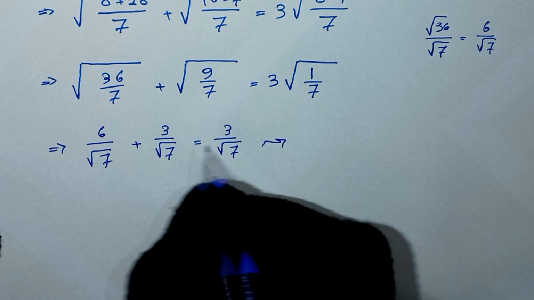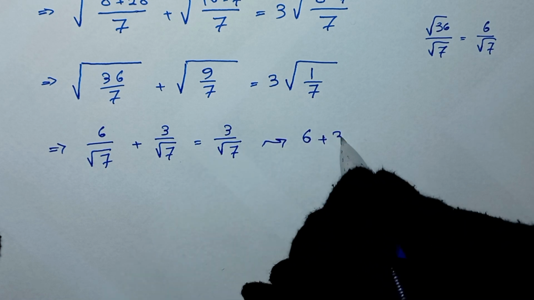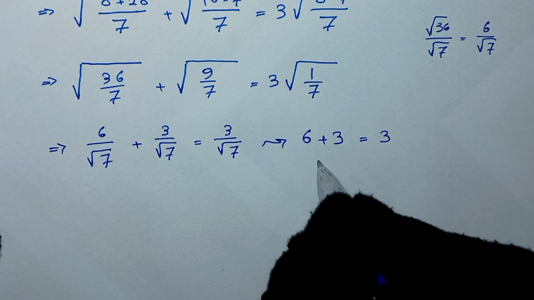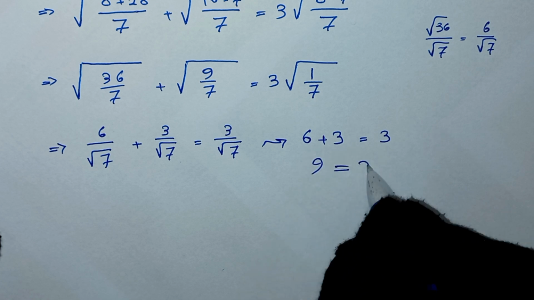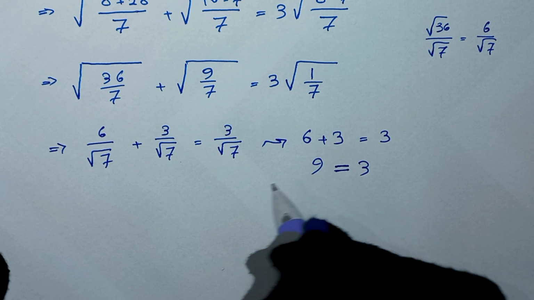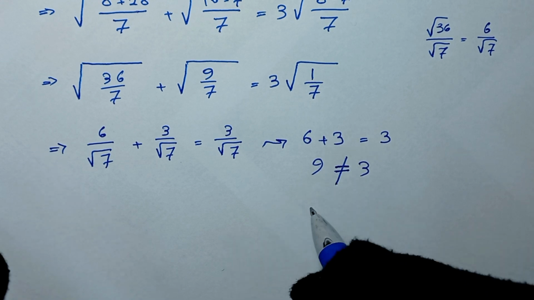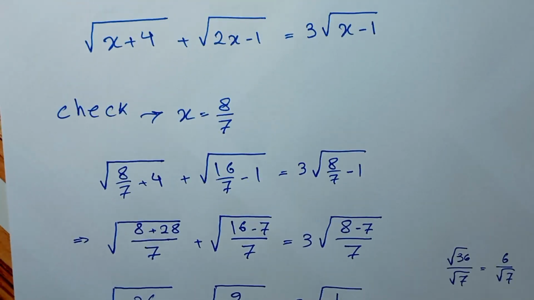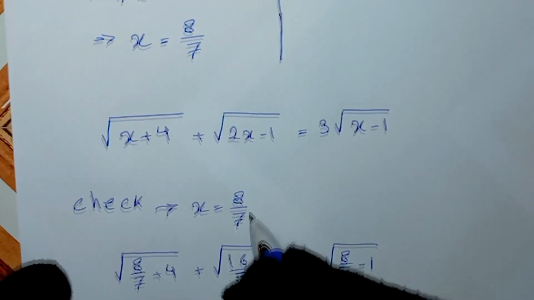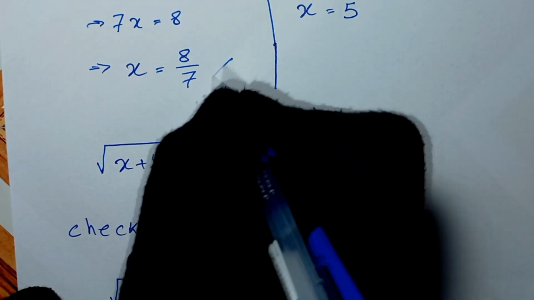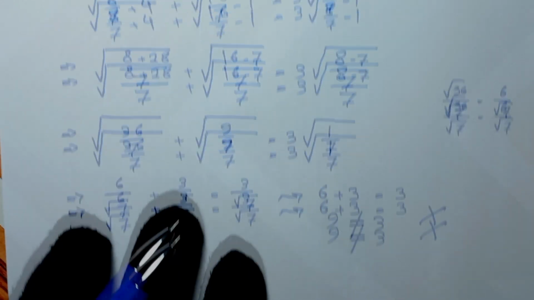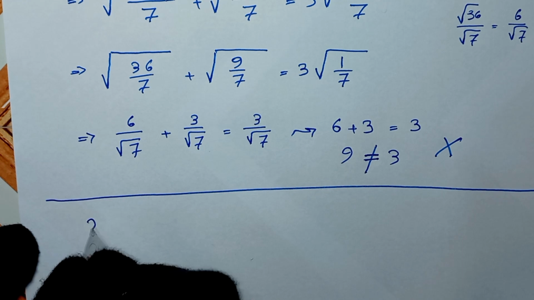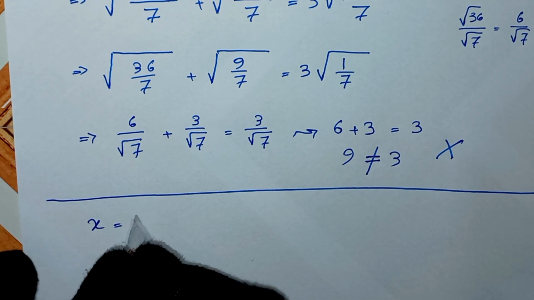and in here it will be 6 plus 3 is equal to 3, right? And it will be 9 is equal to 3. And from here, 9 is not equal to 3, and we reject this answer. So we reject this x is equal to 8 over 7. So this answer is rejected. And we check x is equal to 5.